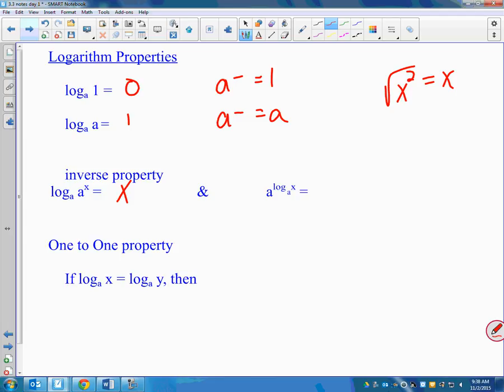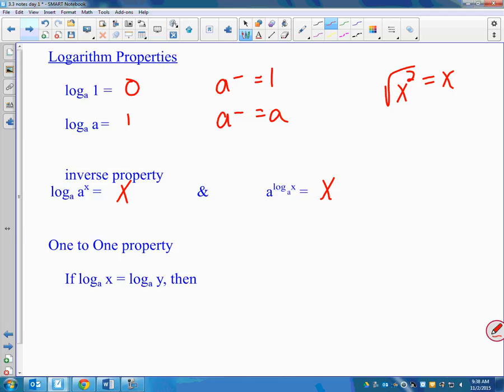And the same thing over here. But if you have an exponential function raised to a log power of the same base, so a to the log base a of x, again, they're inverses. They're just going to undo each other and you get x back. Very cool properties when we're talking about solving equations.